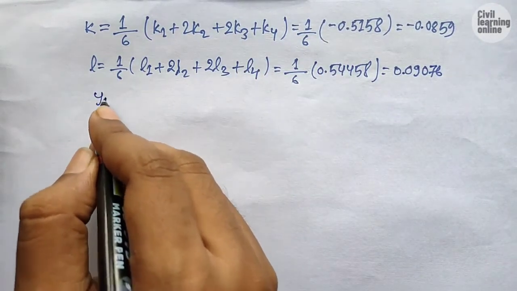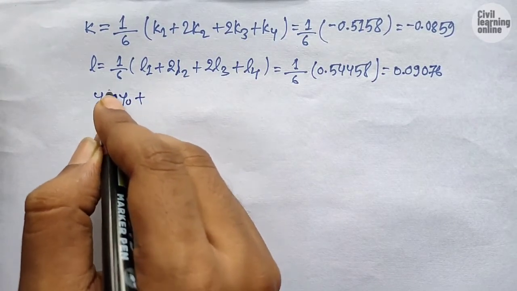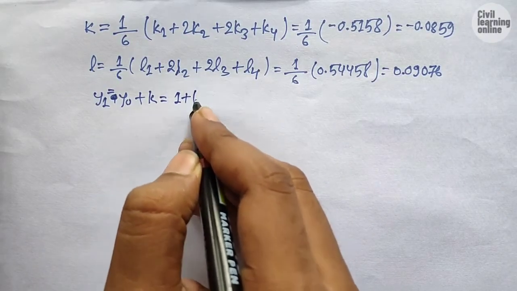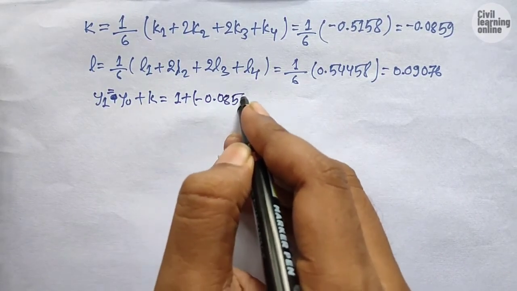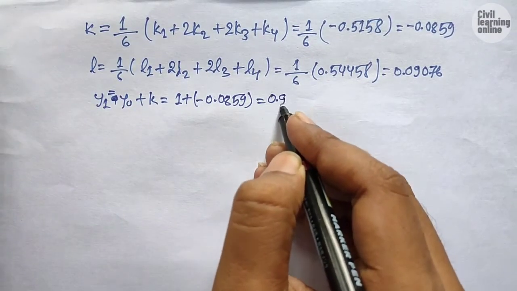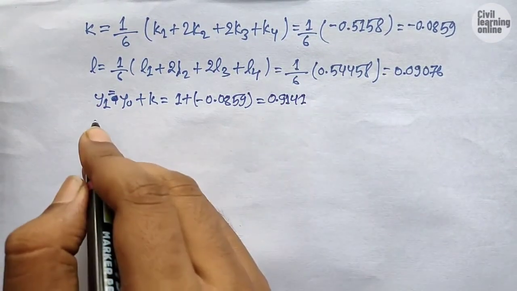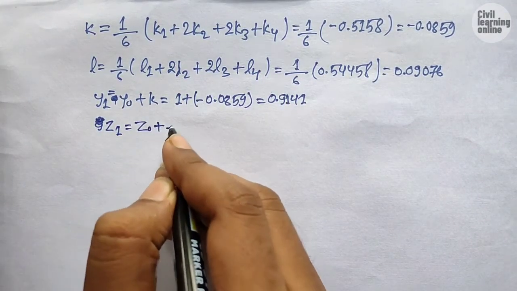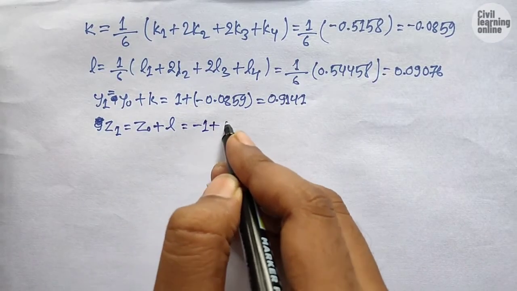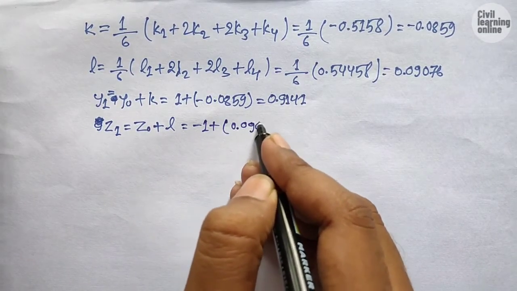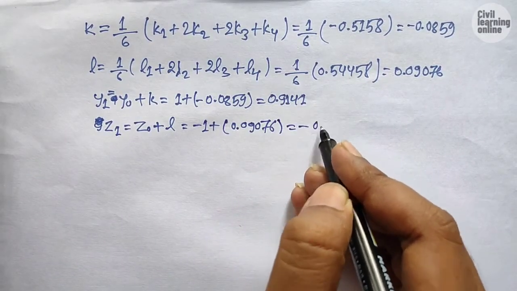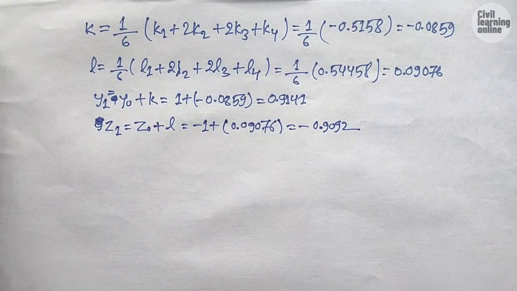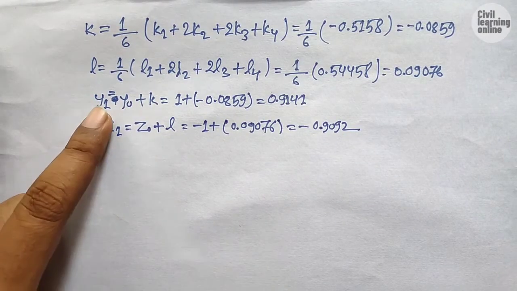Now put the values of k and L in the equation. We will have y1 equals y0 plus k, and from here we will have 1 plus (minus 0.0859), which will be equal to 0.9141. Similarly, z1 will be equal to z0 plus L, equals minus 1 plus 0.09076, which will be equal to minus 0.9092. And these are our final answers.